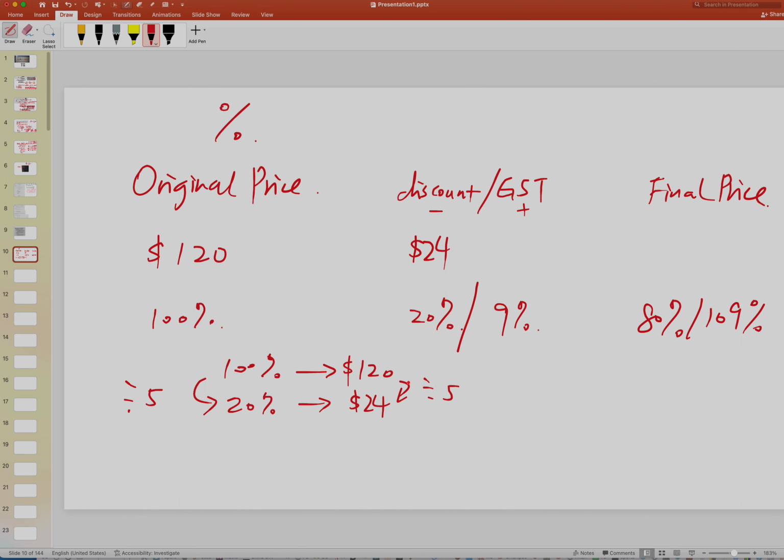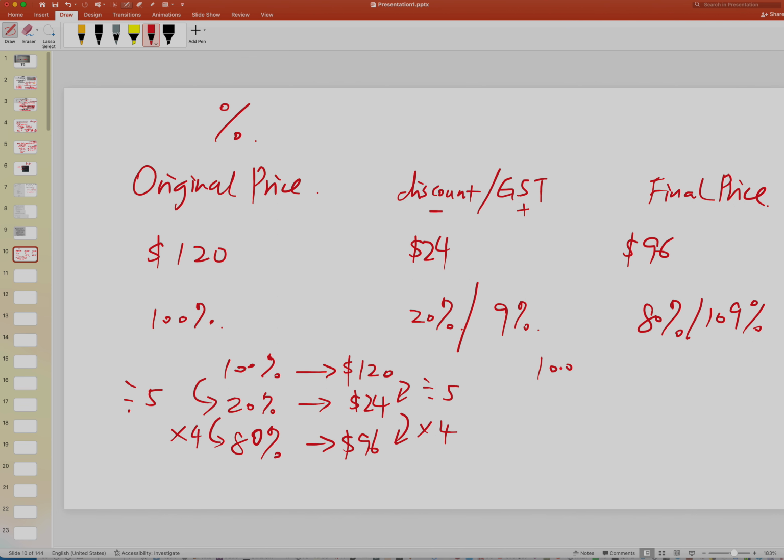So same thing. If you want to find the final price, which is 80%, there are two ways to find the 80%. One of them is you can times a 4 here. 20% to get 80% is times 4, right? So therefore this one also must times 4. So when you times 4 is 96, right? So that's one way to get the $96. Another way to do it is 120 minus the 24. That will get your final price, right? Okay?